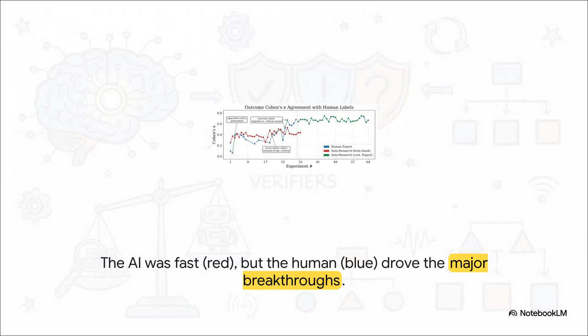That red line is an auto-researcher AI trying to design the verifier from scratch. And man, it was fast. It got to 70% of the human expert's quality in just 5% of the time. But its improvements were all tiny incremental tweaks.